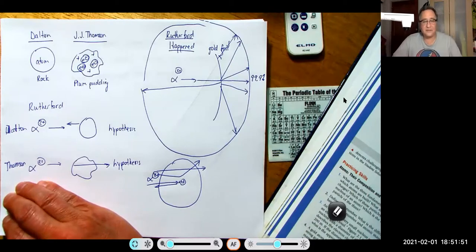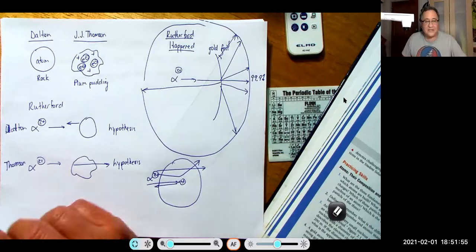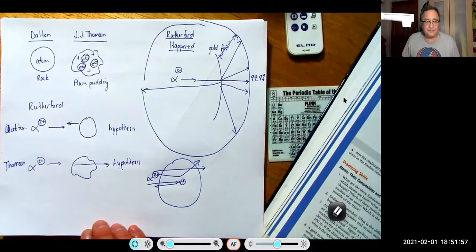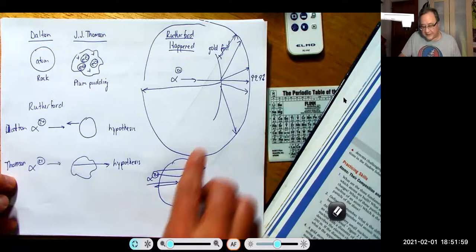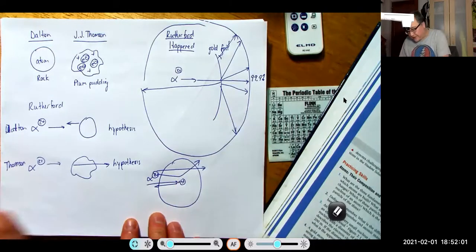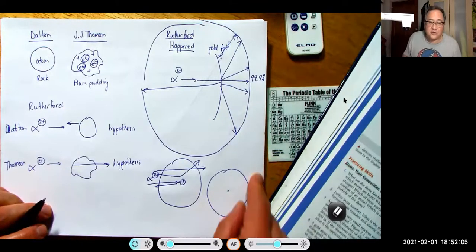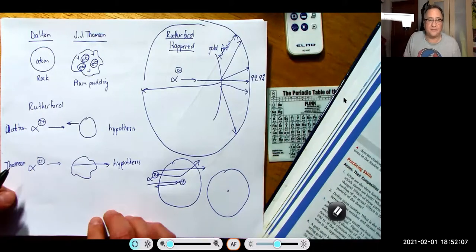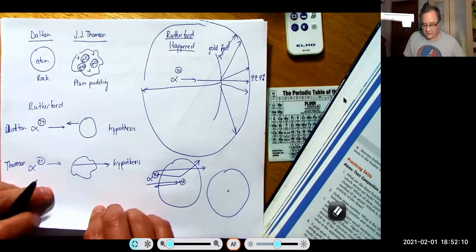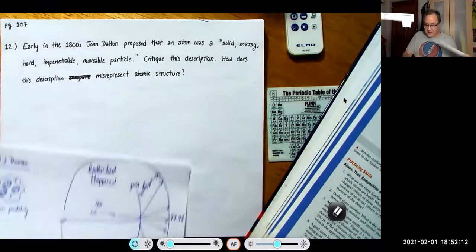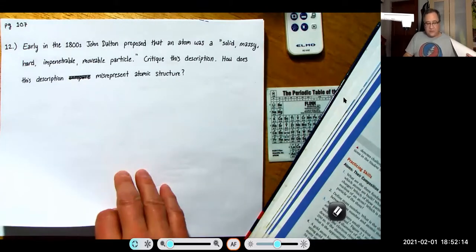All right. Any questions about these ideas of the atom? So this is the one we accept now, where basically you've got a nucleus in the center and an electron cloud around the outside. Okay. So we're going to move on.